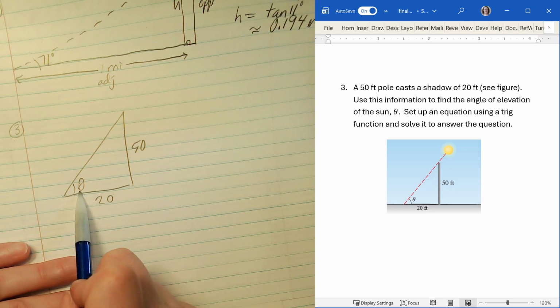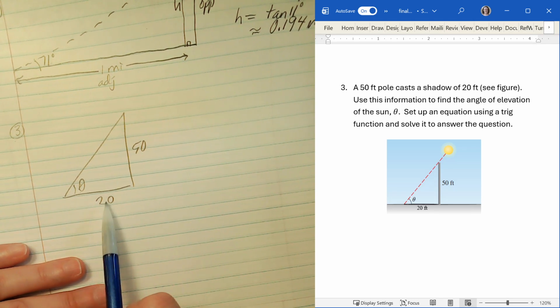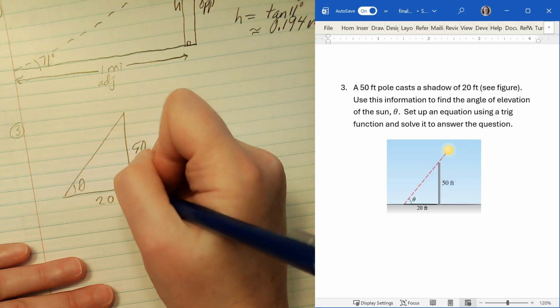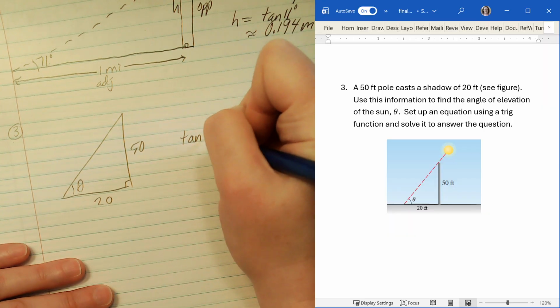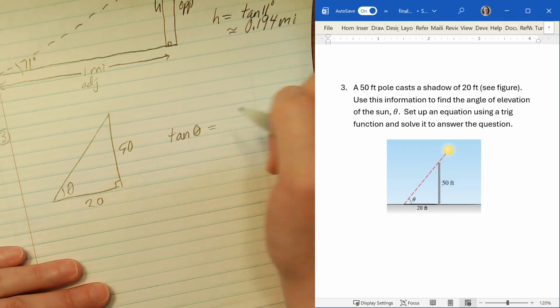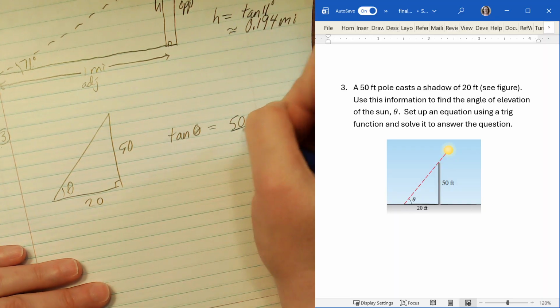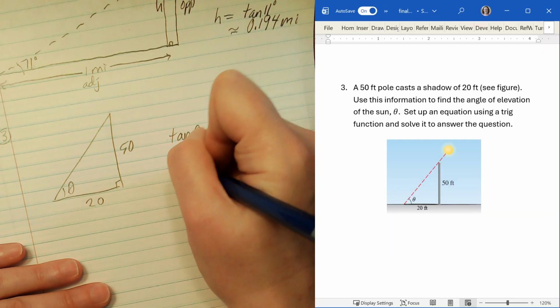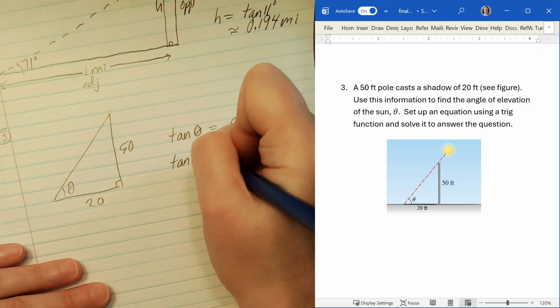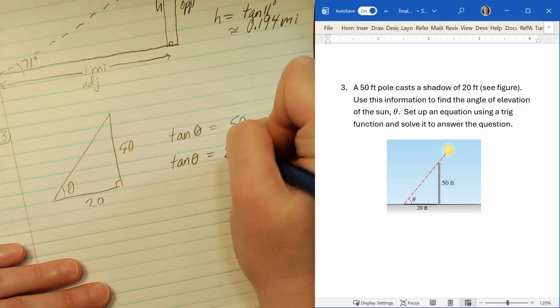Okay, so in relation to theta, the two sides that we have are adjacent and opposite. This is the right angle. So we're going to use tangent. The angle is called theta. So it's opposite over adjacent. 50 over 20 is the same as 5 over 2, so that's 2.5.